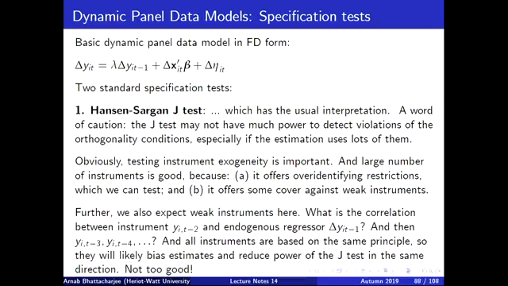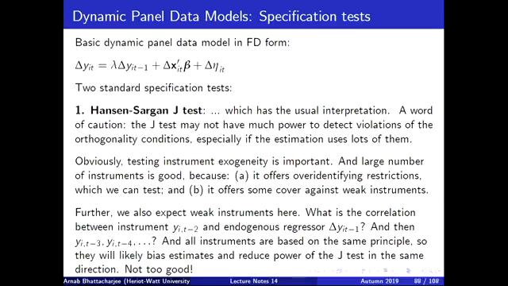Okay, obviously this is important, right? In some ways, a large number of instruments is good because it offers over-identified restrictions which we can test. It offers some cover against weak instruments. But we suspect weak instruments problems here as well. So I'm encouraging you to think about what is the correlation between Y(i,t-2) and this endogenous regressor, and then go back further in the past. So the correlations will reduce as you go further into the past. All right? Okay, that's one thing.